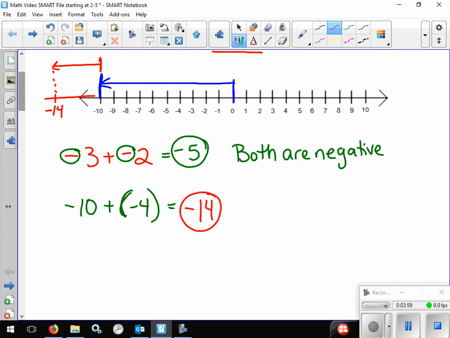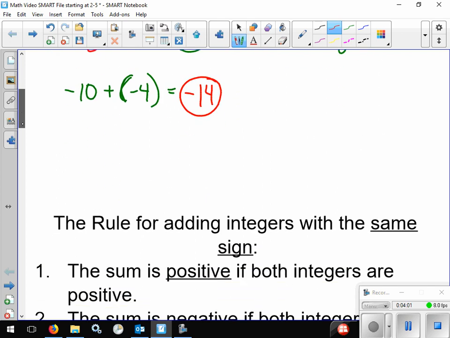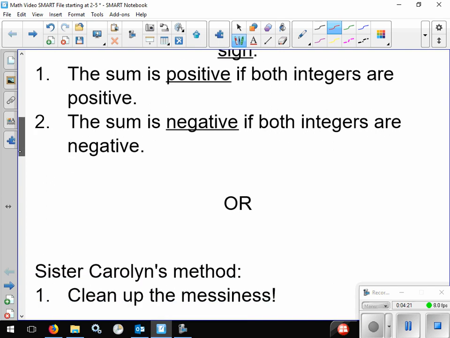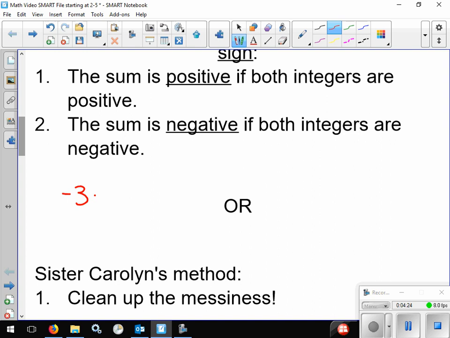Okay, so let's look at the rule. The rule for adding integers with the same sign, and again, if I write it down, you write it down. The rule is the sum is positive if both integers are positive. The sum is negative if both integers are negative. That's the rule. So if the sign is the same. So again, I had -3 plus a -2. The signs are the same. And if they're both negative, like 3 and 2 are, then you're going to have a negative answer, -5.